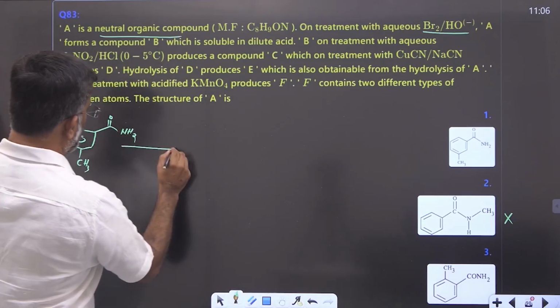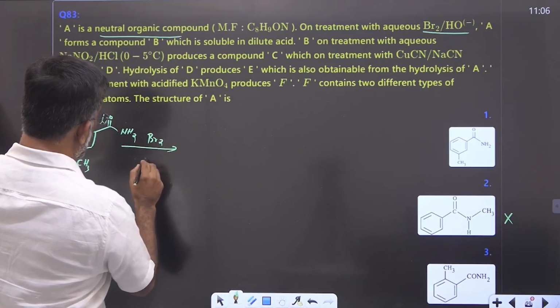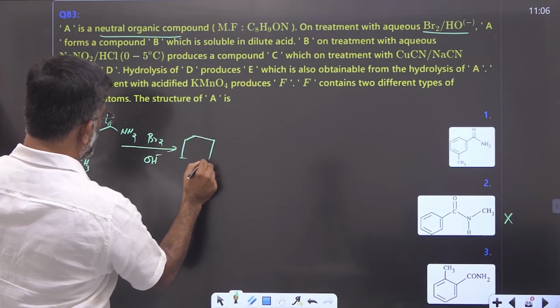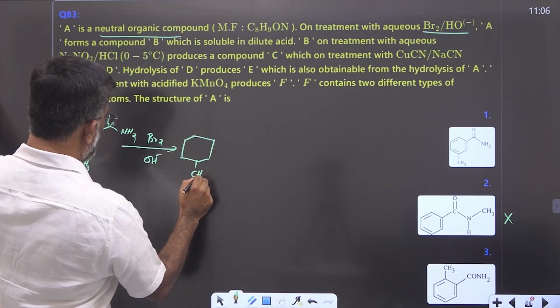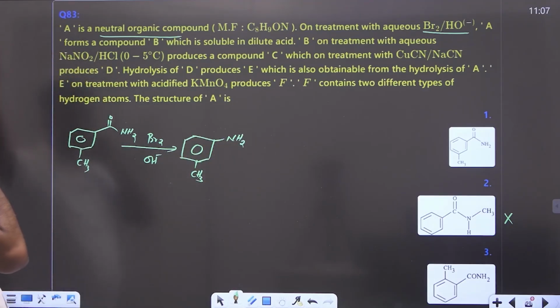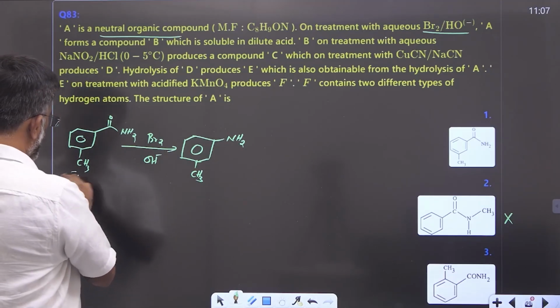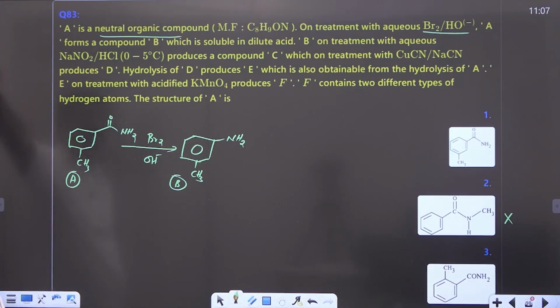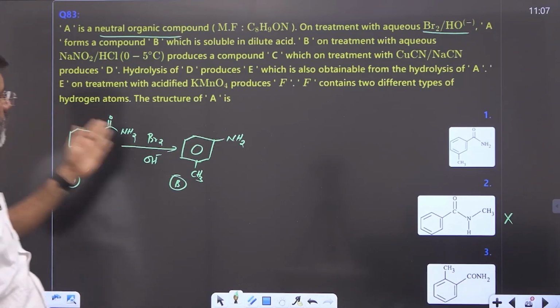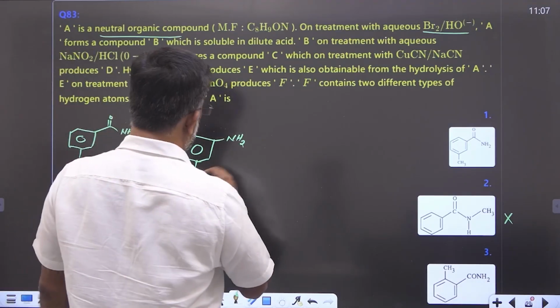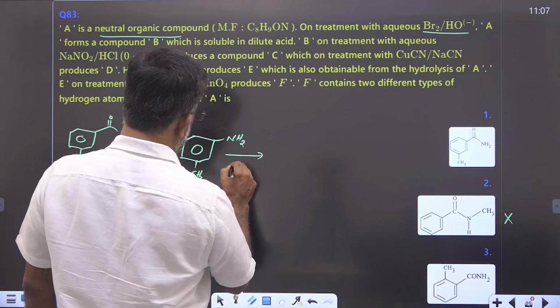This when treated with bromine and alkali, you will get Hofmann's degradation reaction, and you get metatoluidine. Imagine this is A and this is B. Metatoluidine is soluble in dilute acid, correct? This is treated with NaNO2 HCl, you get C.